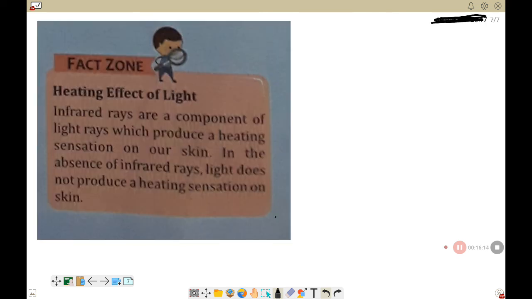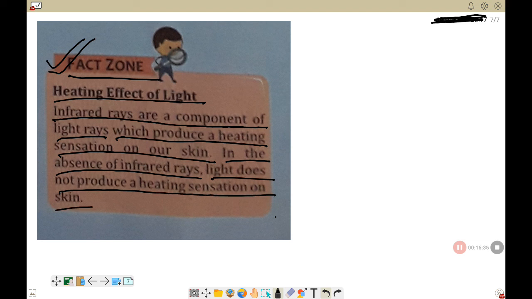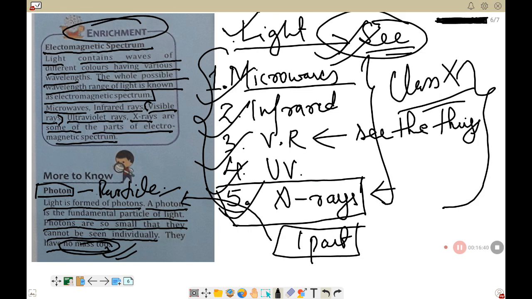Now after this, the last topic that you have on page number 71 is the fact zone. Now, the heating effect of light. Infrared rays are a component of light rays which produce a heating sensation on our skin. In the absence of infrared rays, light does not produce a heating sensation on skin. So when sitting in the sun you feel hot, when warming near a fire you feel hot. Yes, you have felt that. Why? Because of this part of the spectrum which is present in the light, that is infrared.